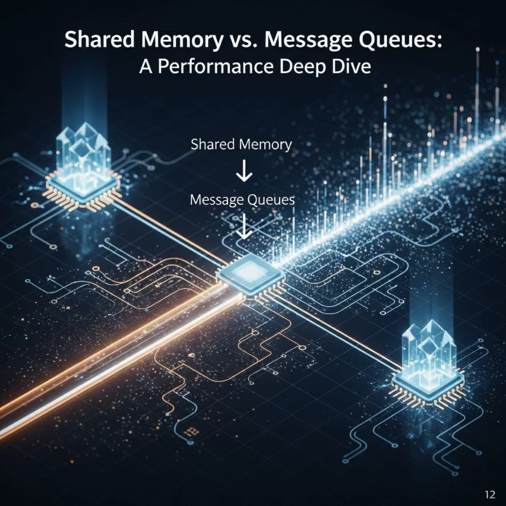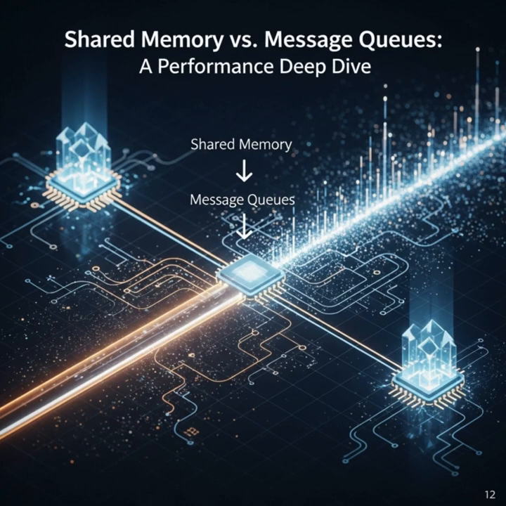Welcome to our deep dive into interprocess communication, or IPC. For anyone building complex, high-performance systems, choosing the right IPC mechanism isn't just a detail, it's a critical architectural decision. Today, we're putting two heavyweights under the microscope: shared memory and message queues. We'll move beyond the textbook definitions to explore the nuanced performance characteristics that can make or break your application.